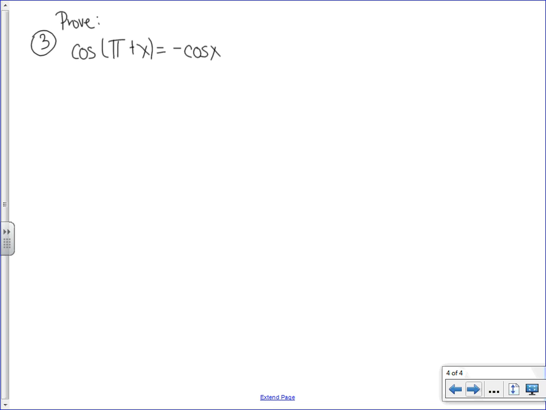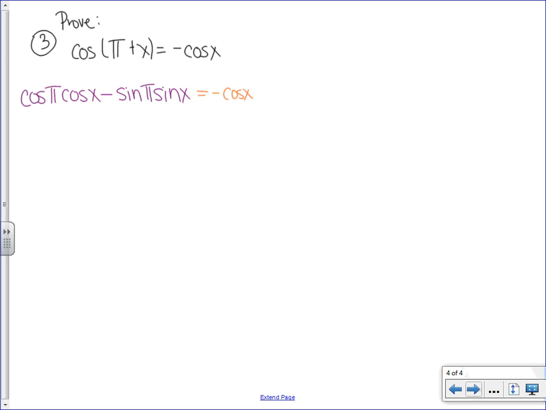Okay? Now, same approach. We're looking for the more complicated side. The left side is definitely the more complicated side. Okay? So, now we can expand that complicated side using what we just learned. Okay, so that is going to give me cosine pi cosine x minus sine pi sine x. And that is going to be equal to negative cosine x. I did nothing on the right-hand side.